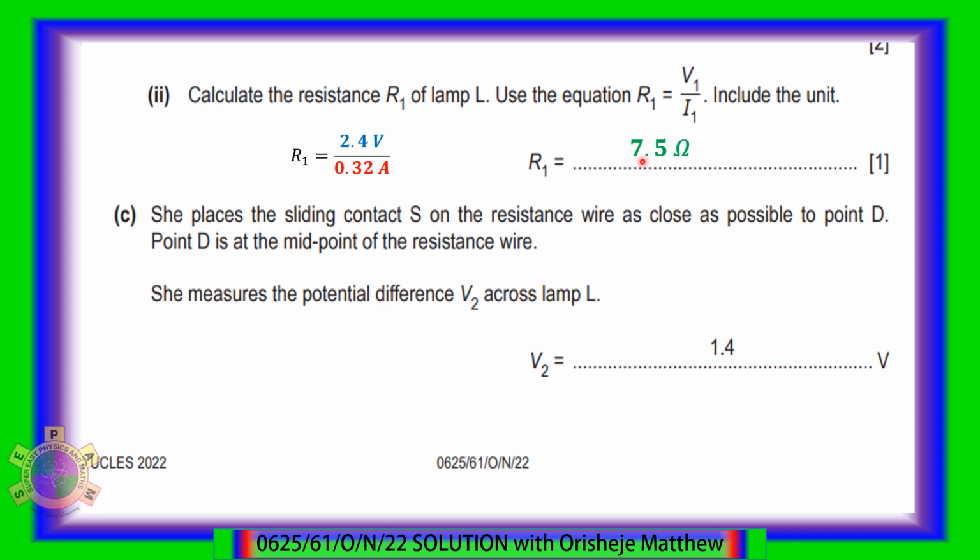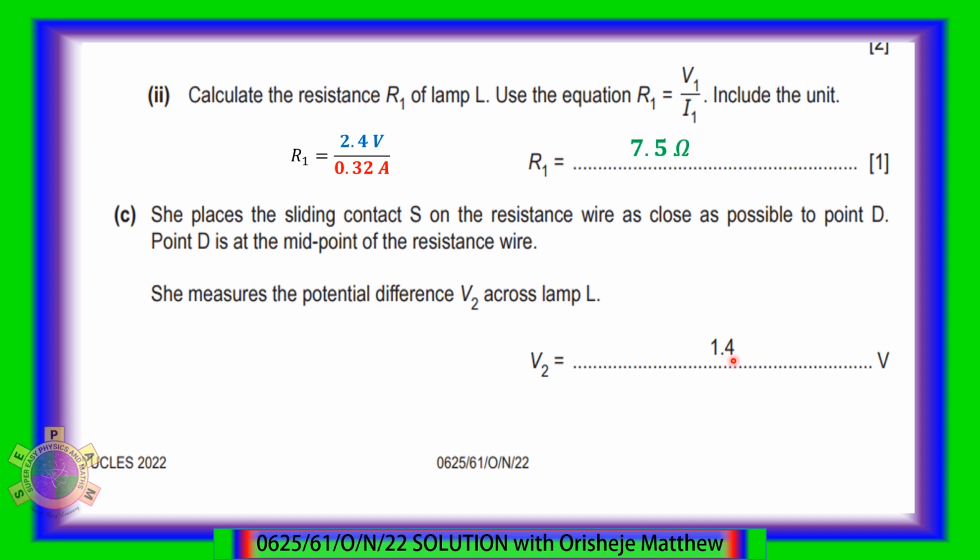Or another way for you to hack this question, if you don't know ohm as a unit, all you need to do is write V/A. So it will be given to you. So that's another way. Okay, she placed a slide contact S on the resistor wire as close as possible to D, the point as the midpoint of the resistance. She measured the PD V2 across the lamp. So V2 is now 1.4.